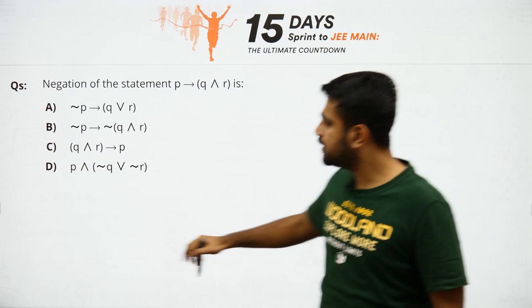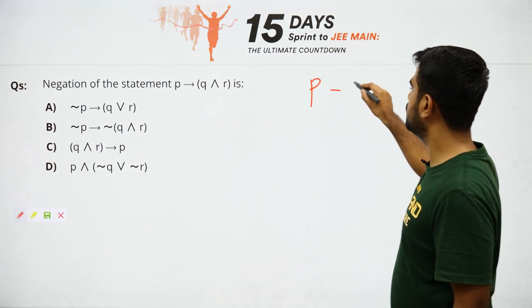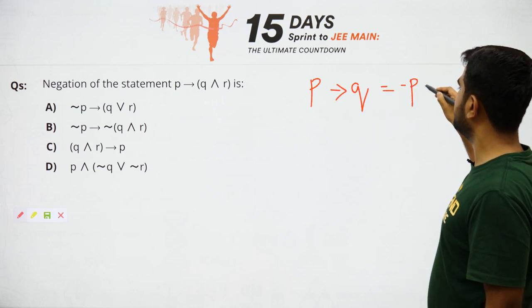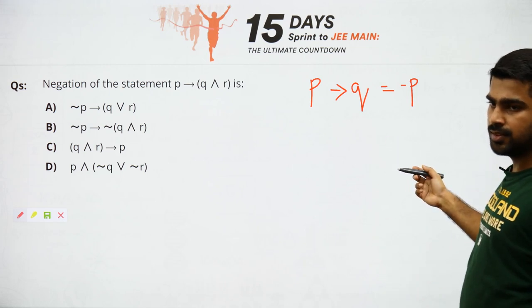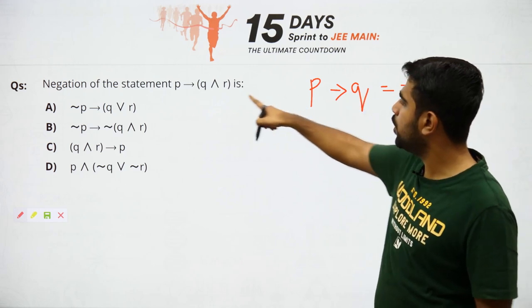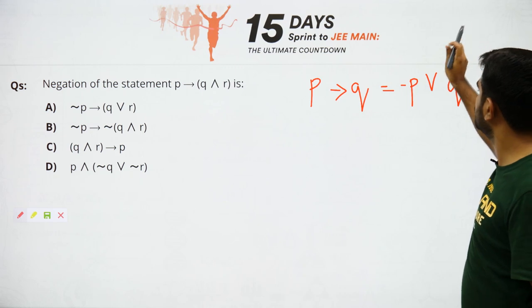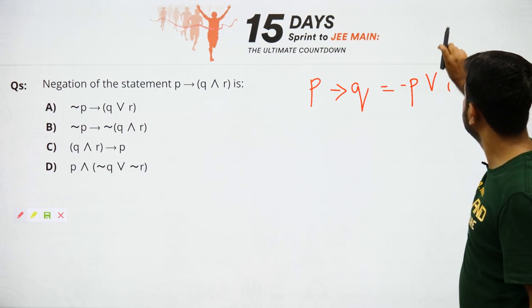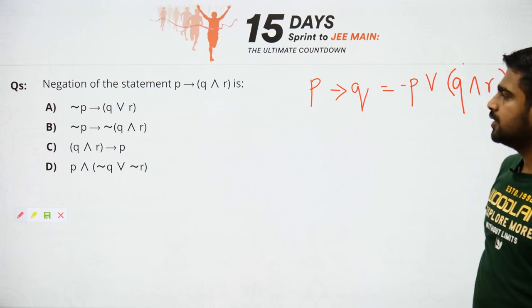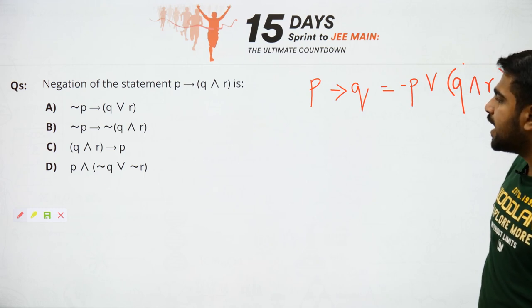So first, let me do what is P implies Q. So guys, what is P implies Q? P implies Q is nothing but not P, negative P or Q. So now, instead of Q, what do I have? Q and R. Is that correct? Do we have an option like that?